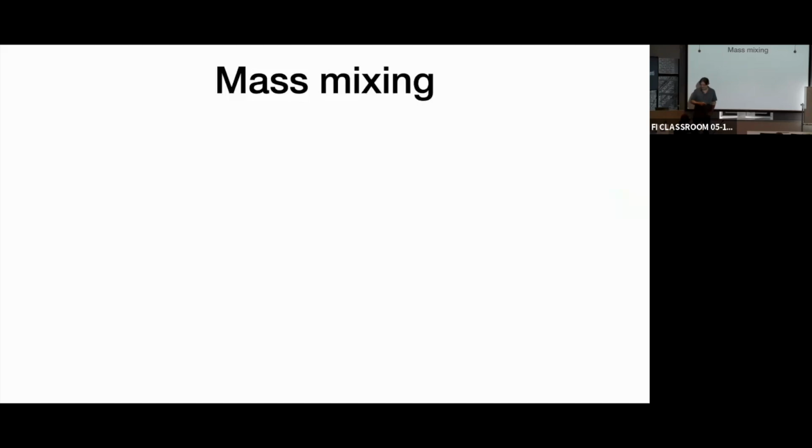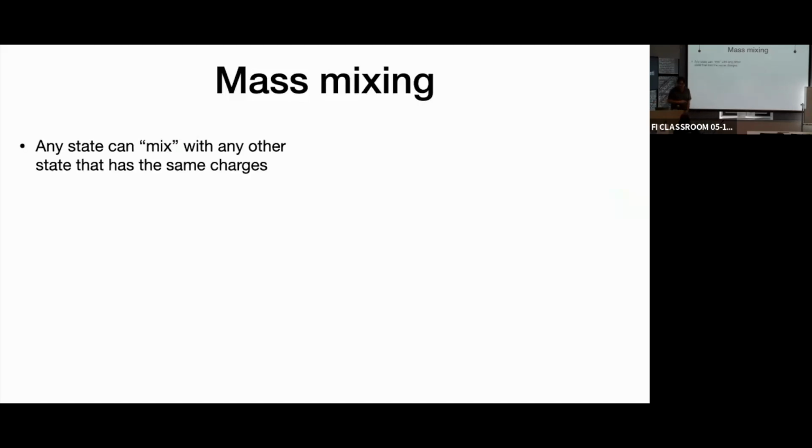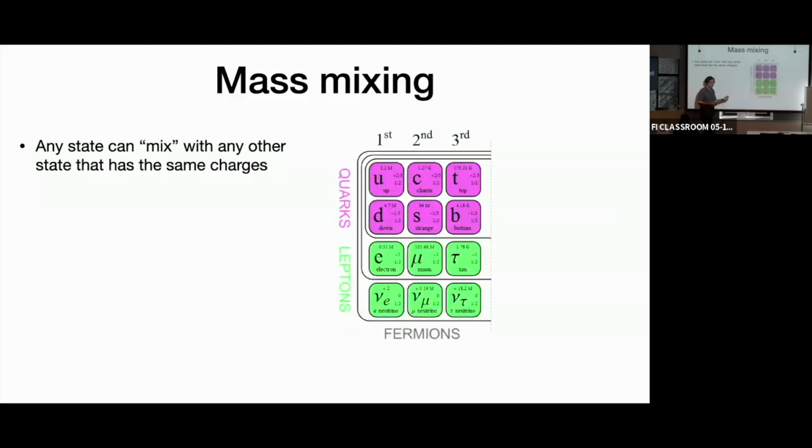To understand that, let's talk about something that in particle physics we call mass mixing. Any state with the same charges can mix with any other state with those same charges. For instance, in the standard model, you have the up quark, the charm quark, and the top quark. They all have the same electric charge, the same color charge, the same spin. And so there's nothing that can really distinguish them from each other. And so a charm can turn into an up. There's no conserved charm number.